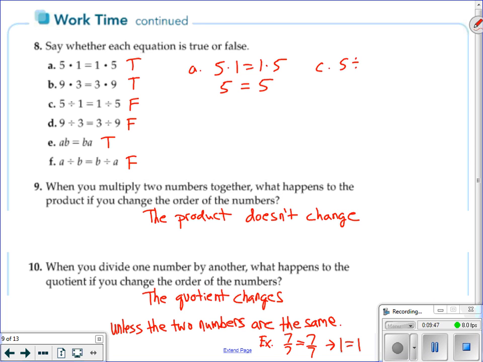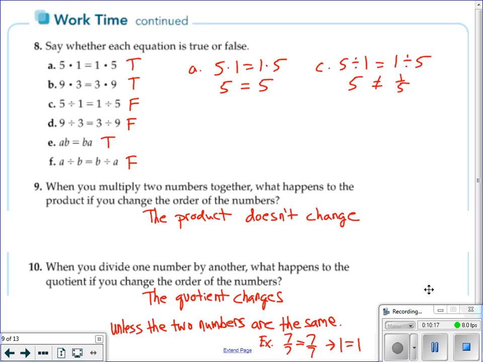Now, if we do division here, like in letter C, if I do 5 divided by 1, I'm going to get 5. If I do 1 divided by 5, that ends up being 1/5, or if you typed in 1 divided by 5 in your calculator, you would get a decimal, you would get 0.2. So again, that's not true, that's false. We put a slash through that equal sign.